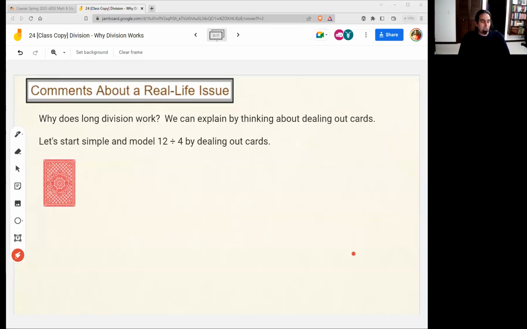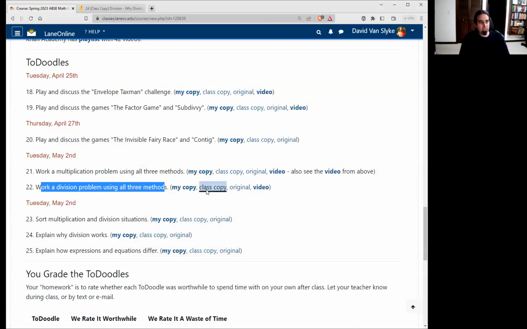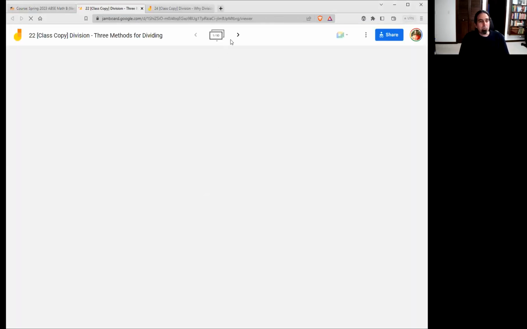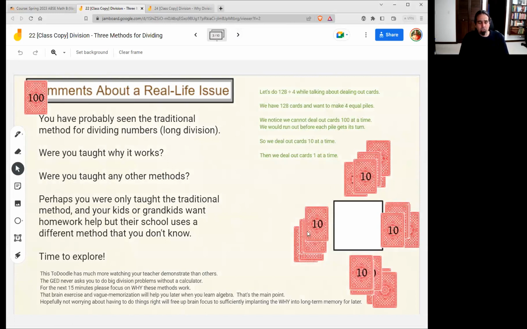How does division work? We talked about this last class. On Tuesday, we worked a division problem using all three methods. And we did a bunch of stuff with dealing out cards around a table. So if you were here, you'll remember that.